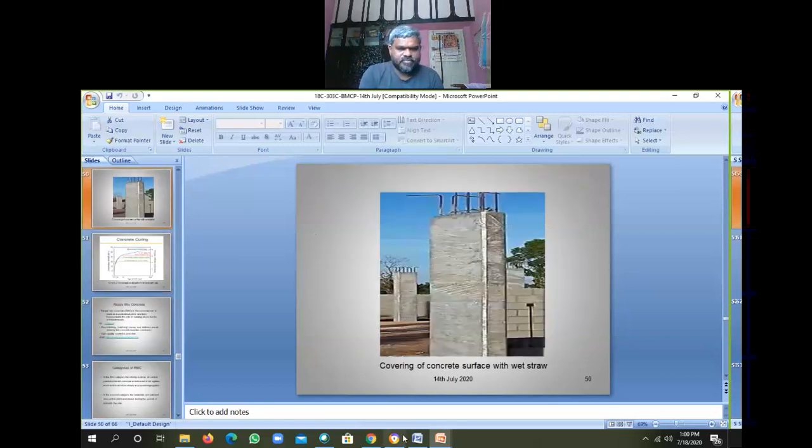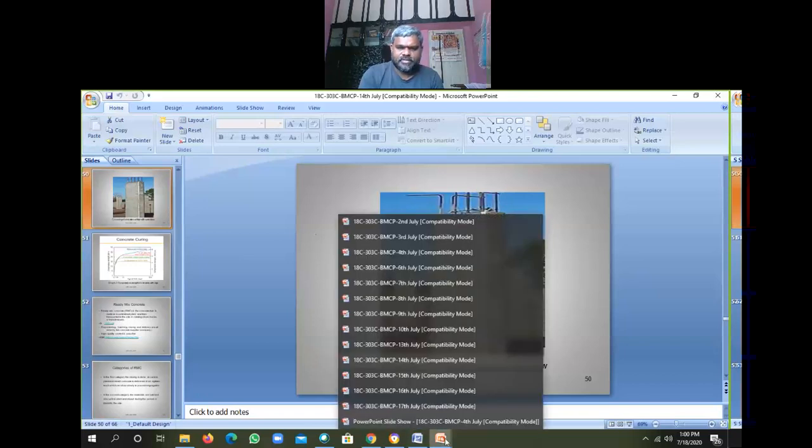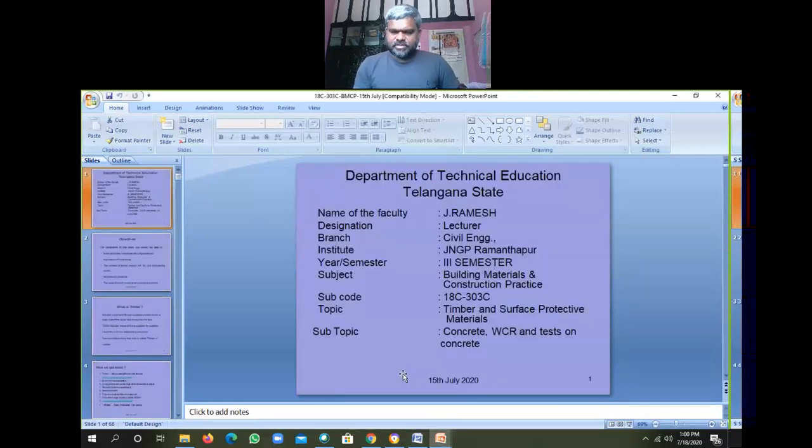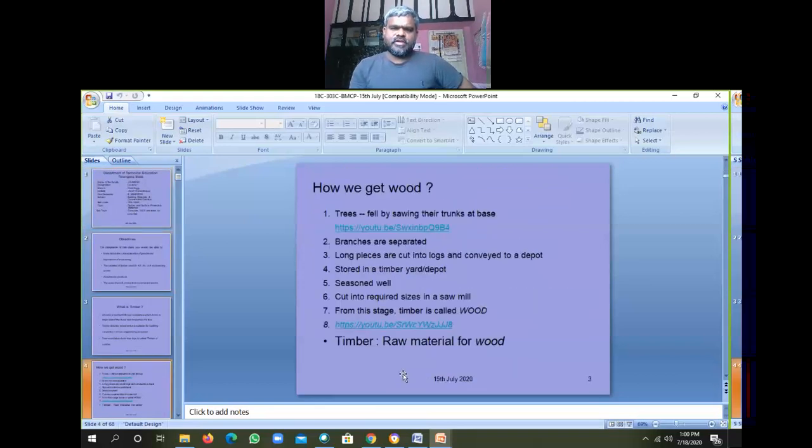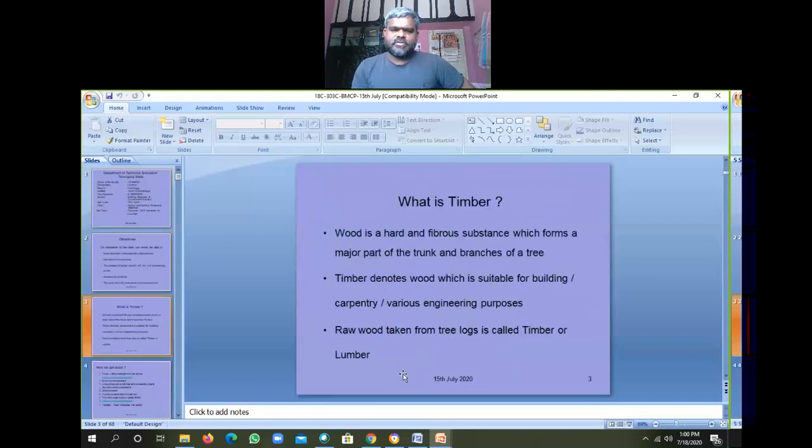And after that we entered into the concrete test, and then we entered into timber. So what is timber? It means wood, which is a hard fibrous substance which forms a major part of trees. It is available from the trees, right? So we have seen this also.